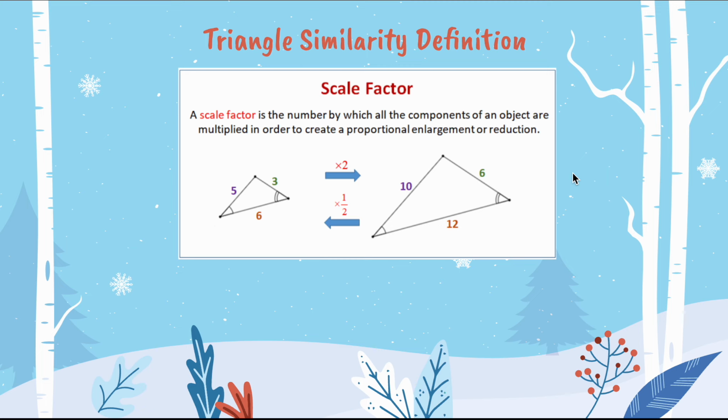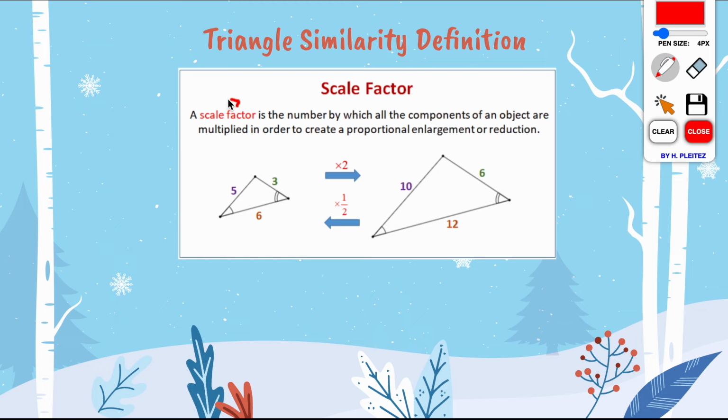So another vocabulary word we're learning is scale factor. A scale factor is a number that all components of an object are multiplied by in order to create a proportional enlargement or reduction. So if all three sides are proportional, it means that they're multiplied by the same number to get from figure 1 to figure 2, right? So let's see how we can show that.